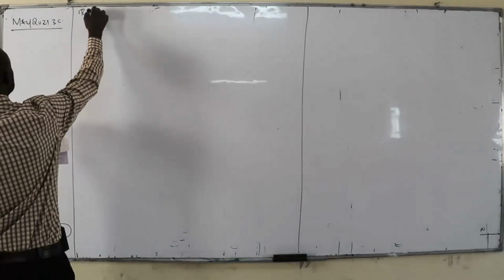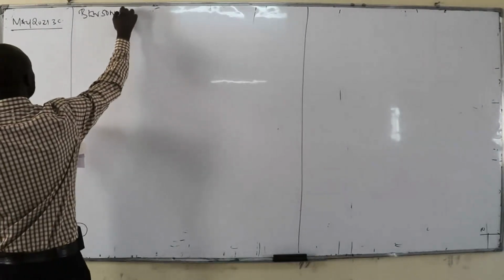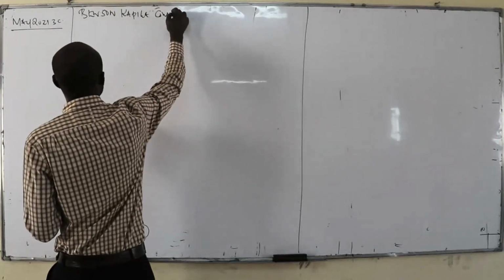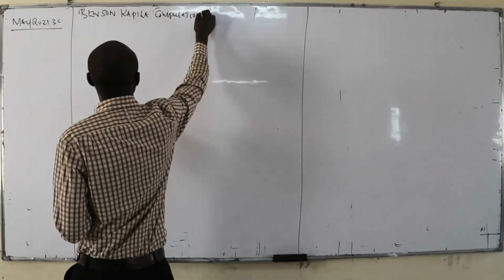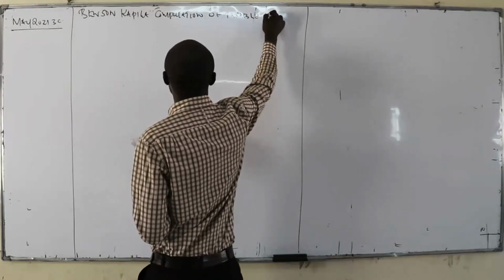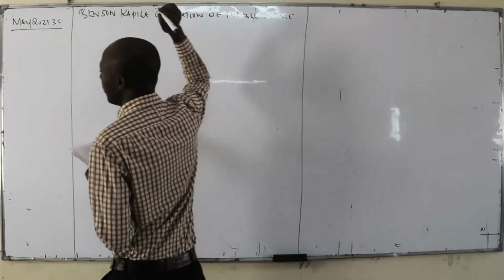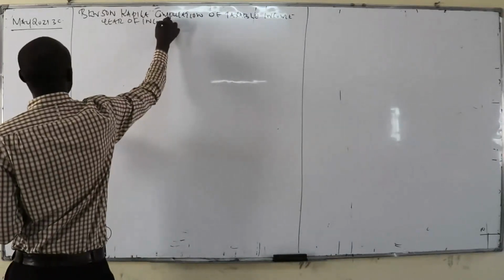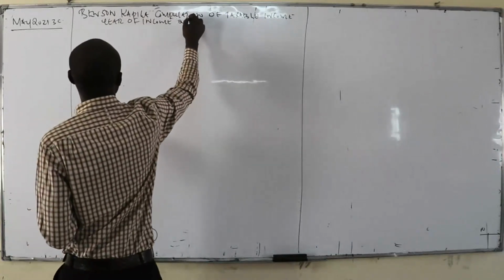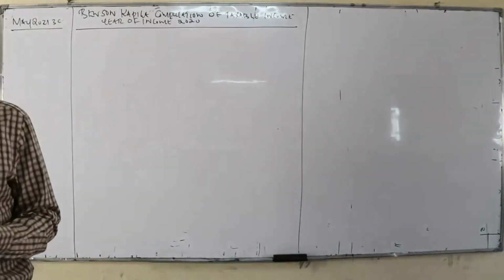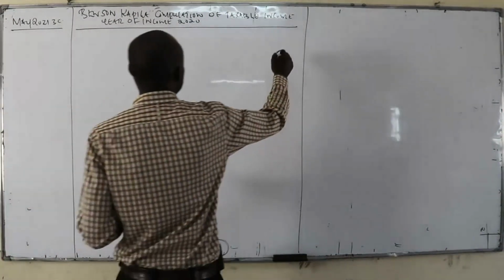So you must write here Benson Kapila, computation of taxable income for the year of income 2020, and then you underline. So the year of income for the purposes of tax is from January to December. So you must write the title there, and then you write here shillings.